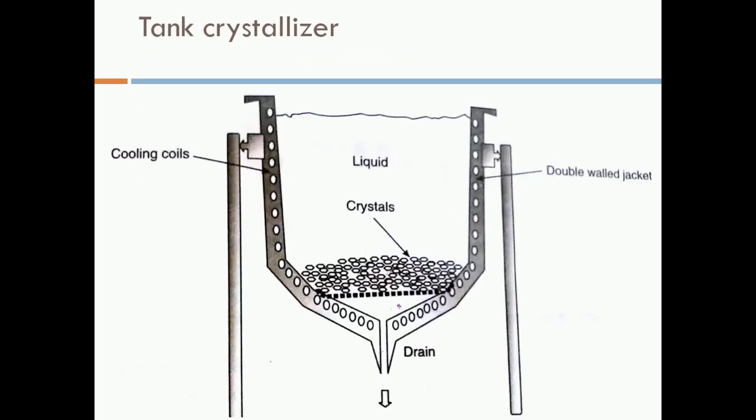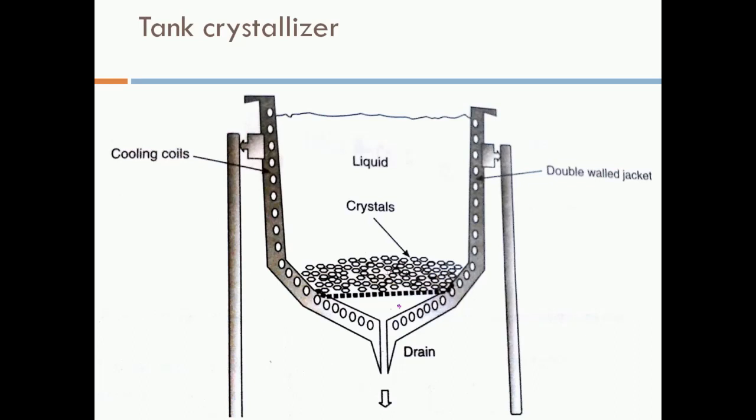So this is an image showing you the working of a tank crystallizer. As you can see, it is an open tank kind of system, a trough kind of system. There is a double wall jacket that is basically to control the temperature, but controlling the temperature is not very easy in this system as it is an open system. And within this open trough, you introduce the supersaturated liquid from which you want to produce crystals. And then, as you know, since the trough is open, the temperature is going to fall down, and as the temperature falls down, the liquid is going to get converted into crystals.